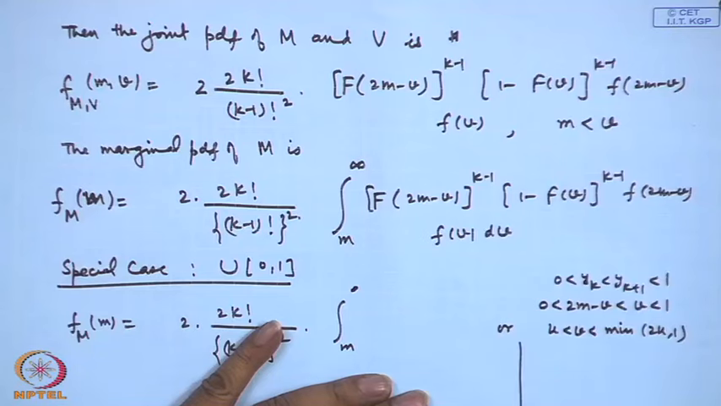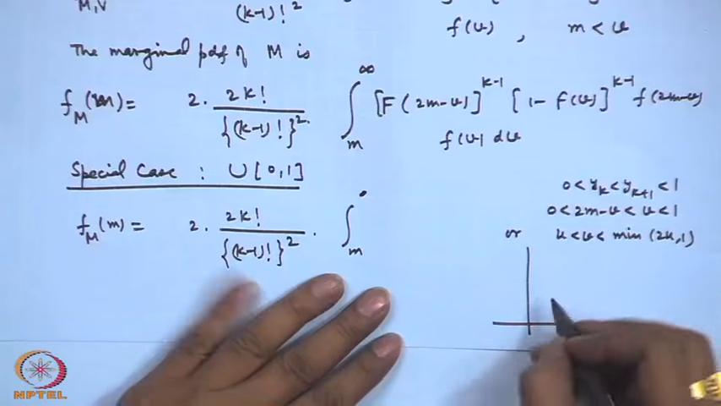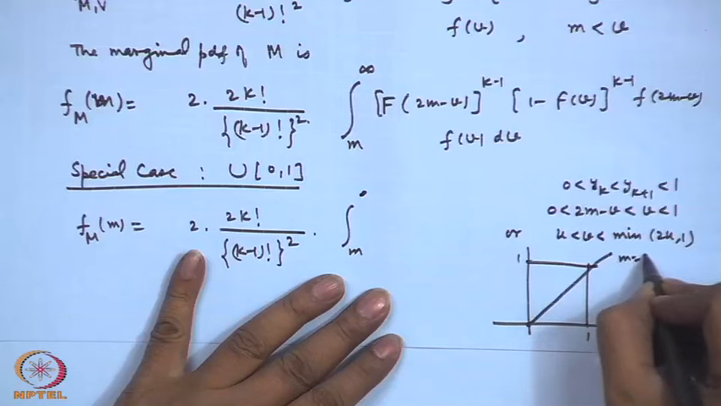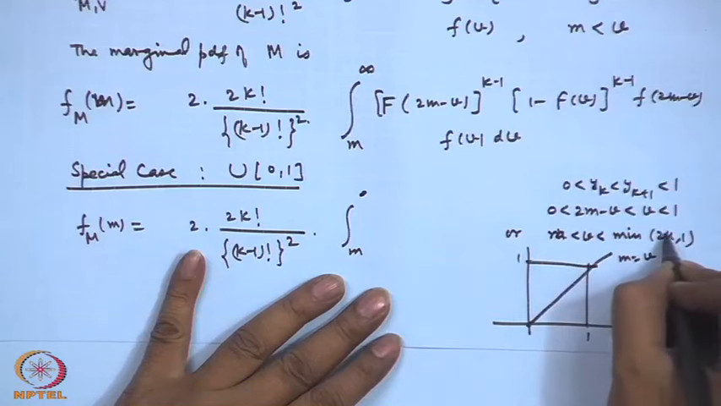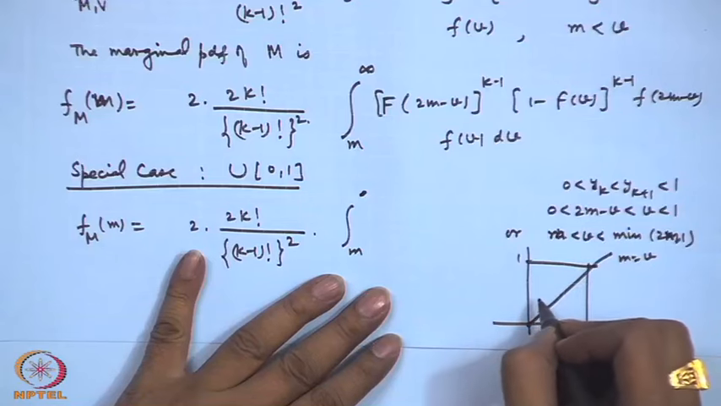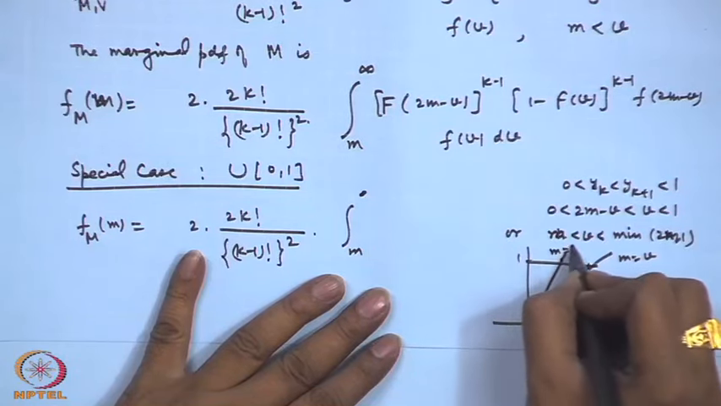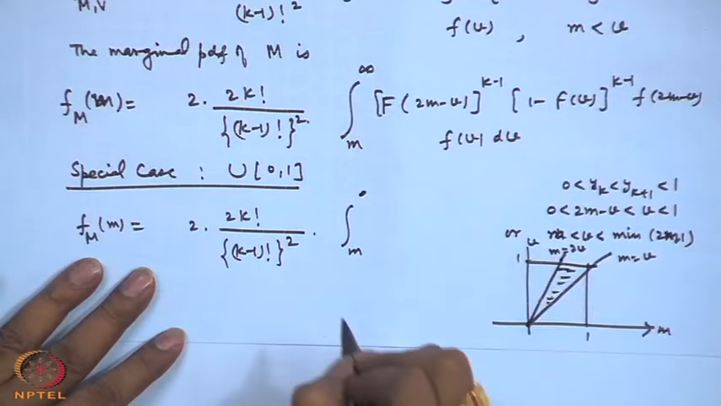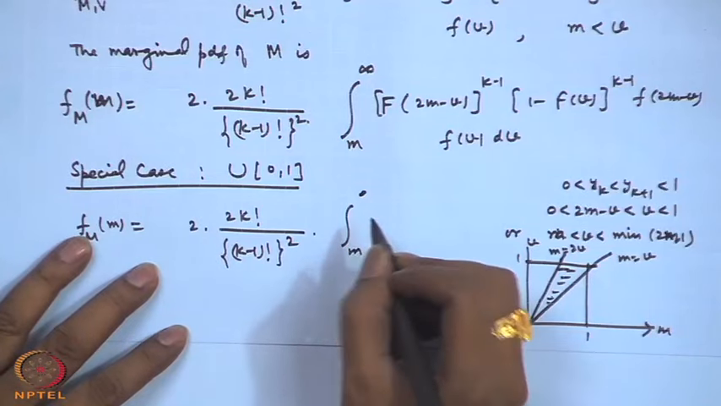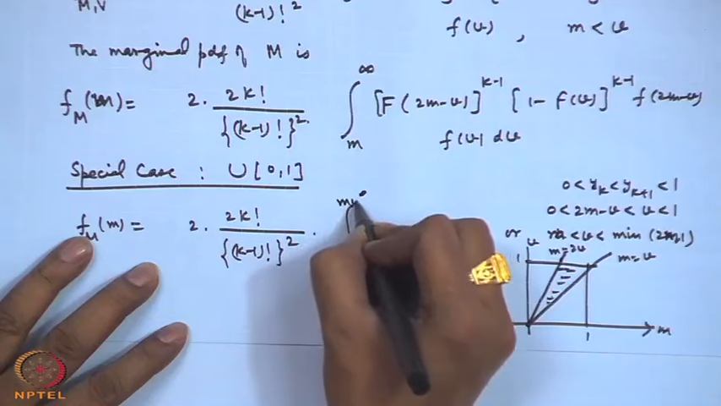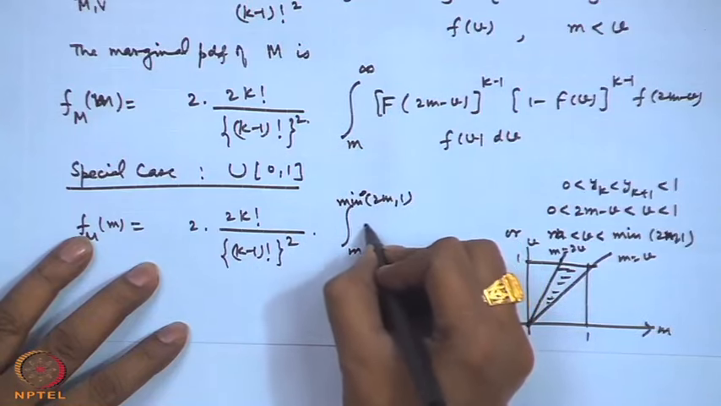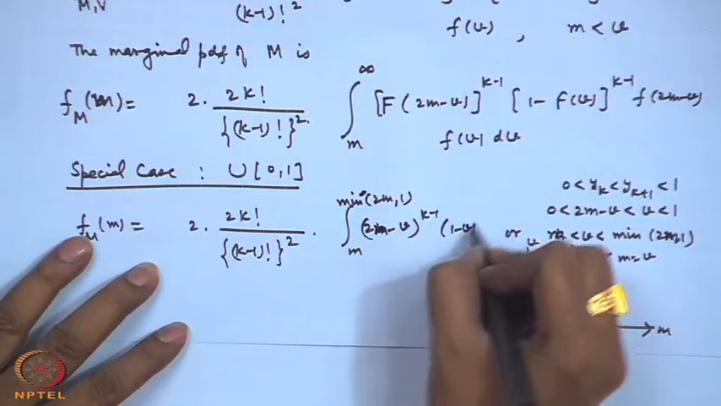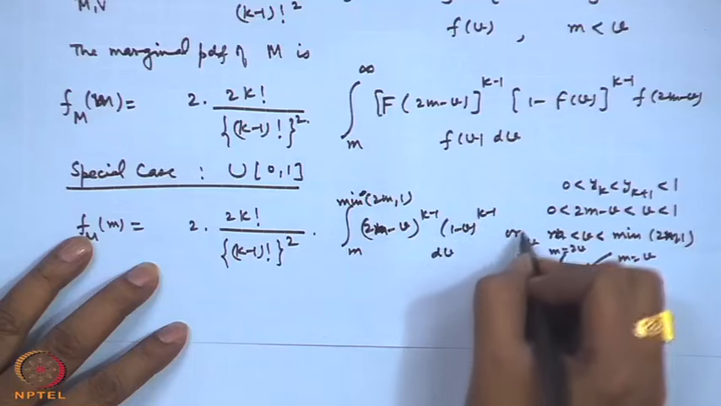If I consider the region of integration, see this is 1, if I consider this line as m equals v, this is m here and this is m. So m is equal to v, and I consider m is equal to 2v, then we are actually getting this region here basically. On this side I am having m and on this side I am showing v here. So this is then becoming equal to the integral from m to the minimum of 2m and 1 of (2m minus v) to the power k minus 1, (1 minus v) to the power k minus 1 dv.